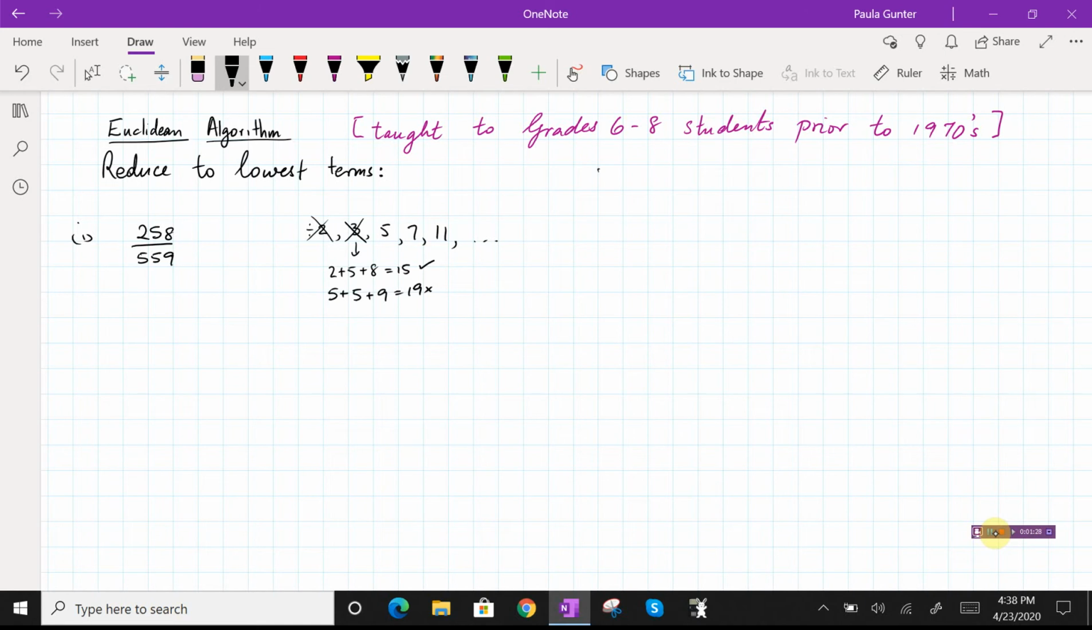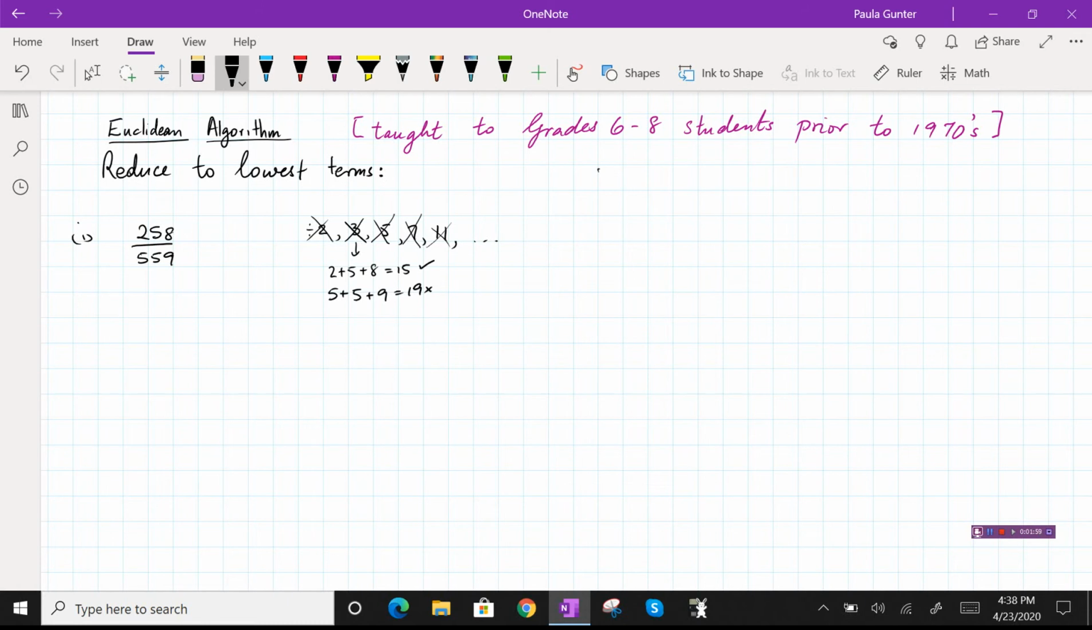Continuing, neither of these ends with a 5 or 0, so no luck. If you tried, and I'm not going to do it, 7 will not divide it, nor will 11. So we begin to ask the question: how do we do this? Or how did the students from the 1970s and earlier do it? Because they didn't have calculators.